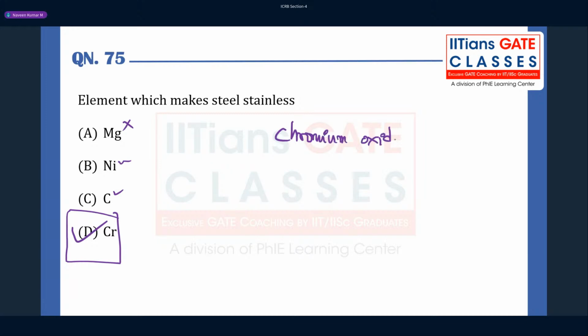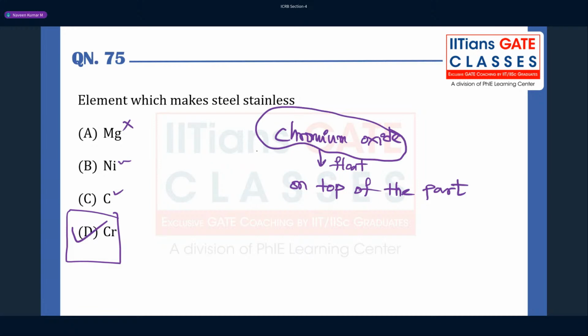That chromium oxide will float on top of the part. Let me write it again. It will float on top of the part. And this is very important. This chromium oxide gives extremely good corrosion resistance. Stainless steel is known for corrosion resistance, isn't it?